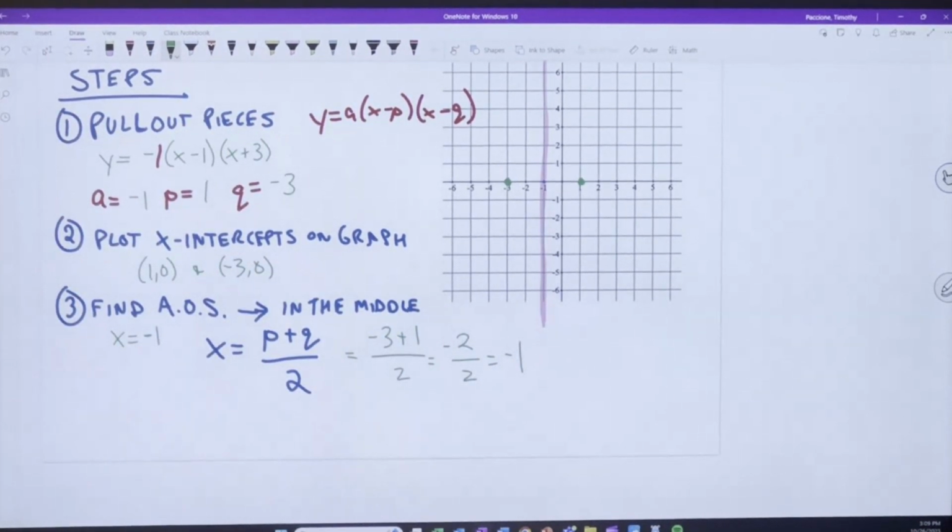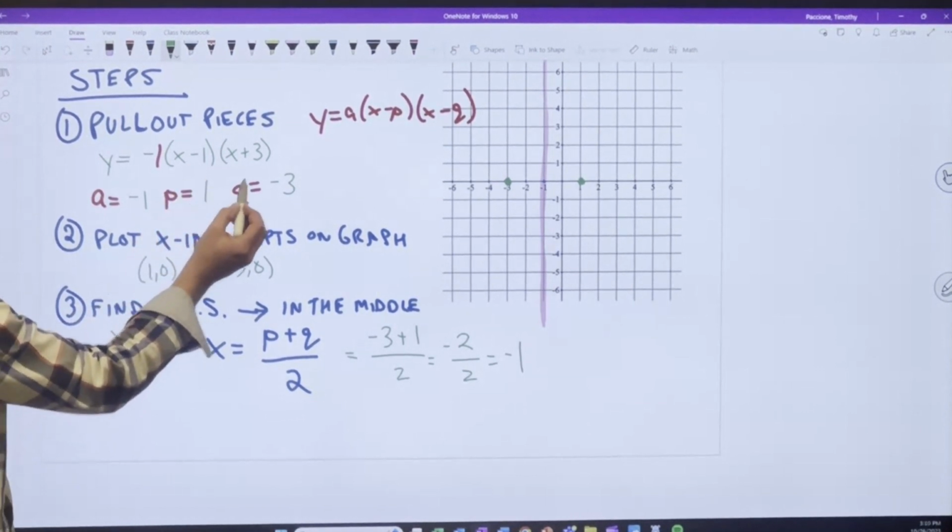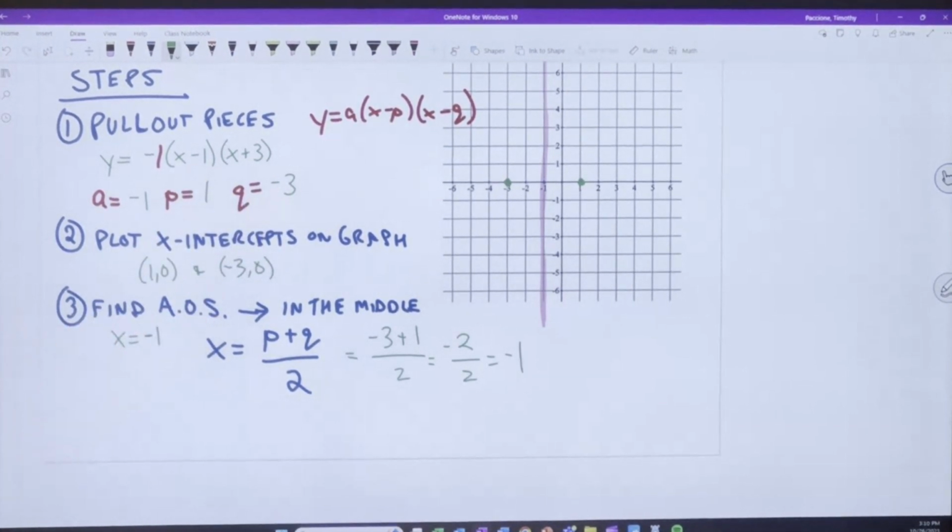Wait, Mr. How do you place the green dots? Wouldn't it be, if you flip the sign, positive 1 and positive 3? Where they go is positive 1 and negative 3. You have to flip both signs. So this negative 1 becomes 1. This positive 3 becomes negative 3. Good question, though.